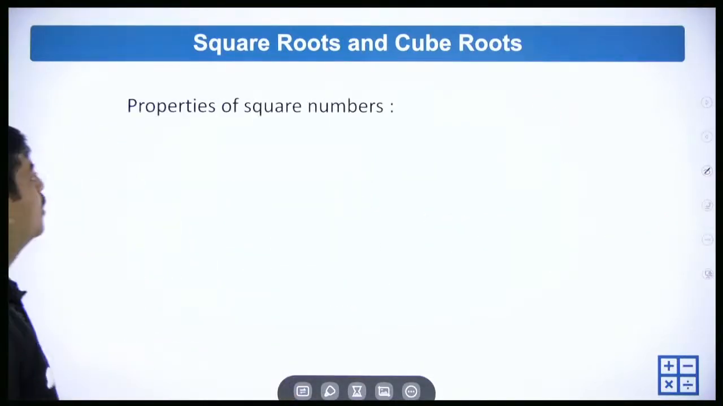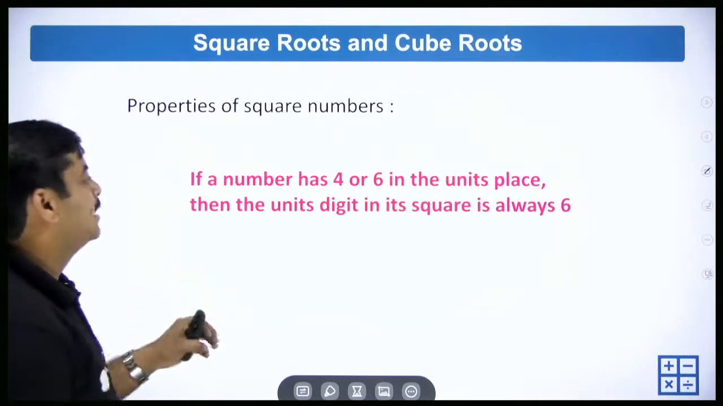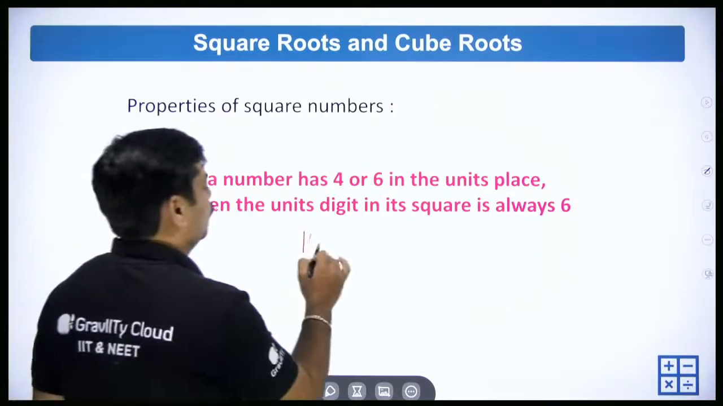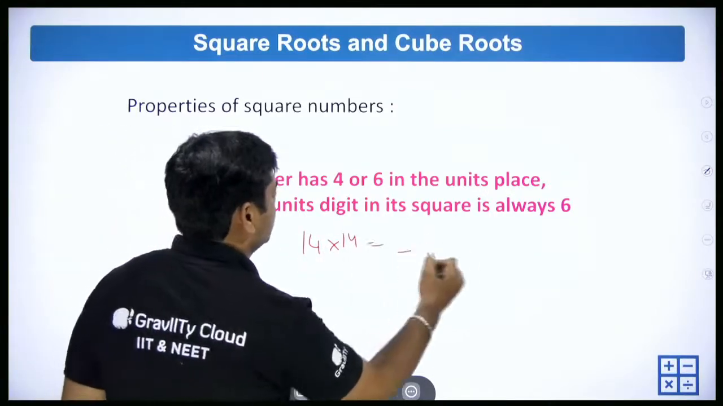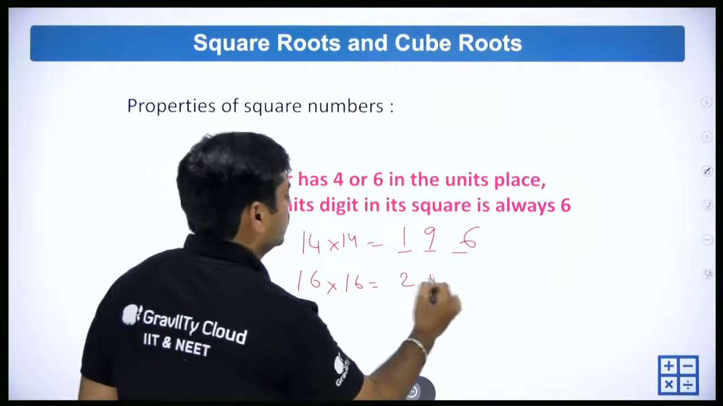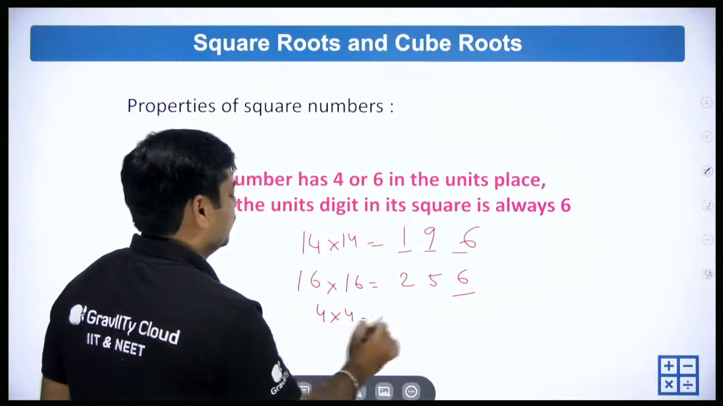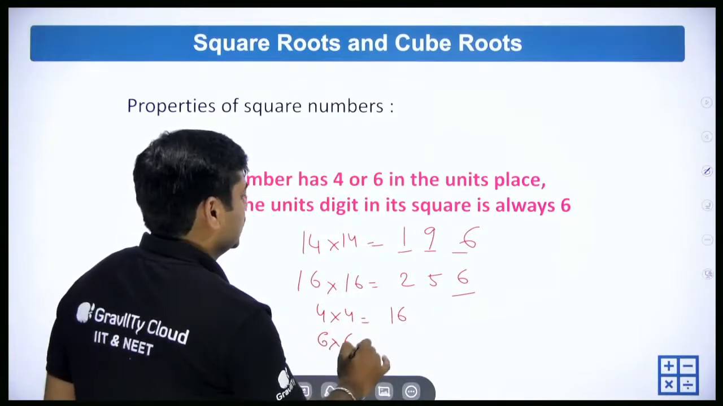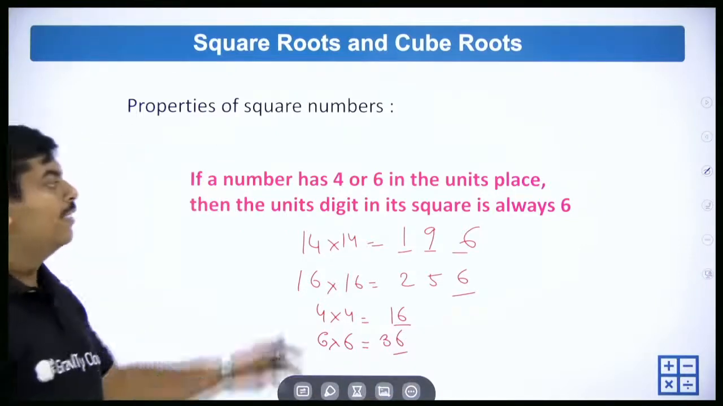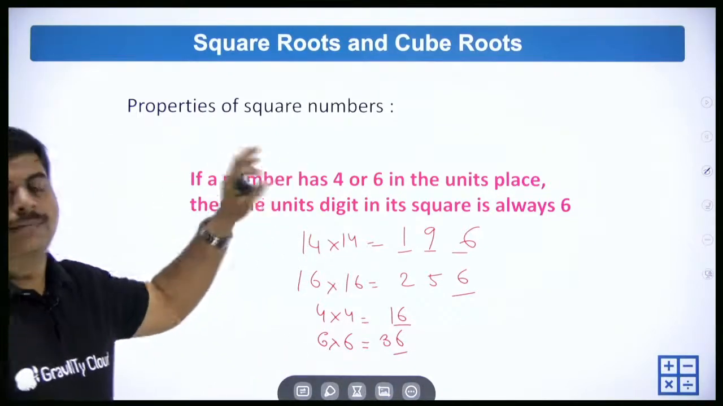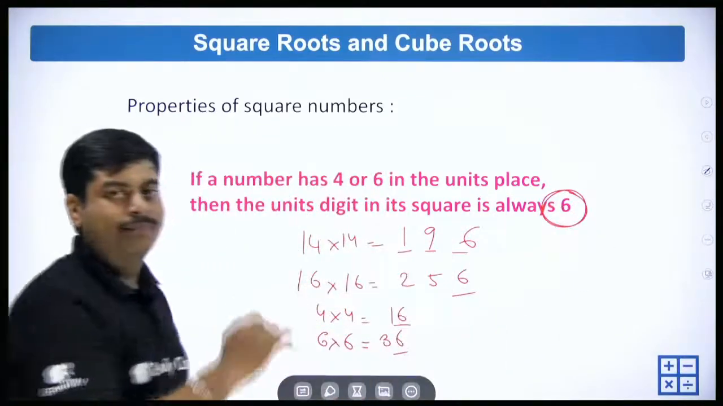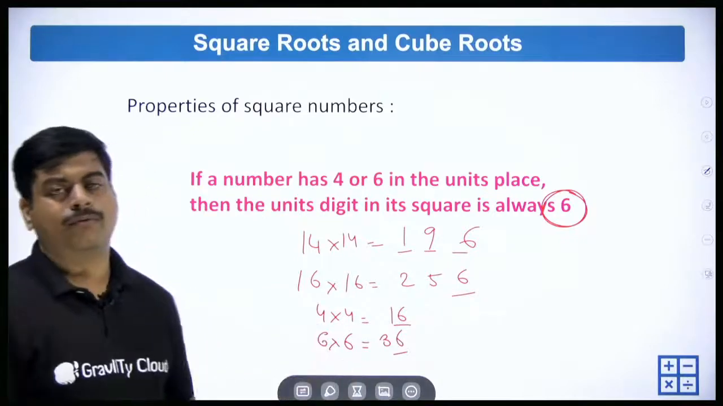The next one: if a number has 4 or 6 in the units place, then the units digit in the square is always 6. Okay, so 14 into 14, I don't know, whatever it is, the unit digit is 6, so it is 196. Okay, 16 into 16, it is 256. 4 into 4, it is 16. 6 into 6, it is 36. So you can see all the units digits are the same. So whenever you have 4 or 6 as the units digit, the square of that number will always end with 6. Right? You can take any other example, no problem.